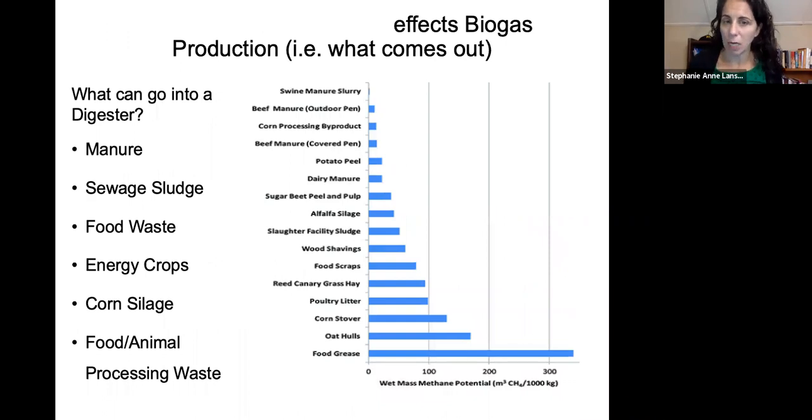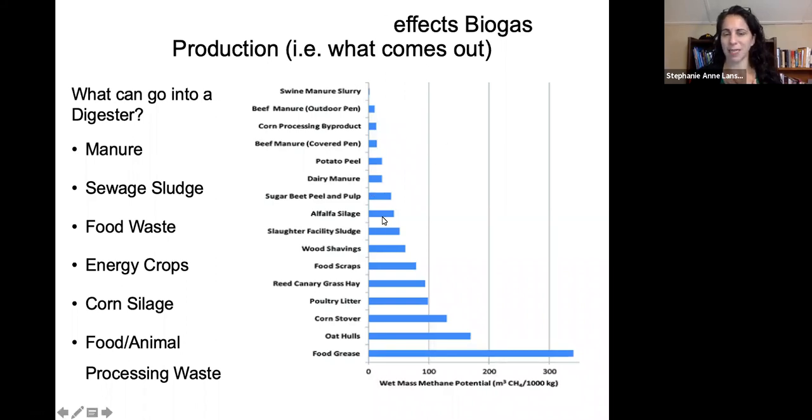So again, we talk about what can go in. Depending on the quality of the organics, how much carbon's going in, we're going to get more methane coming out. Manure tends to have less methane potential. This is cubic meters of methane per 1,000 kilograms we put in, because it's already been digested in the cow's stomach.